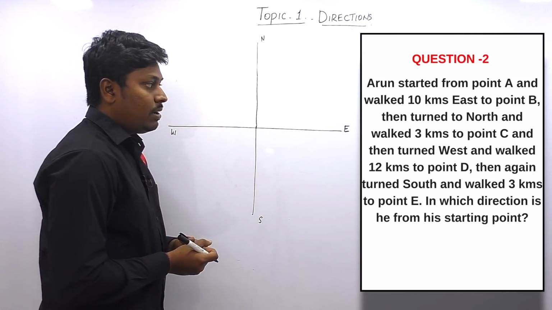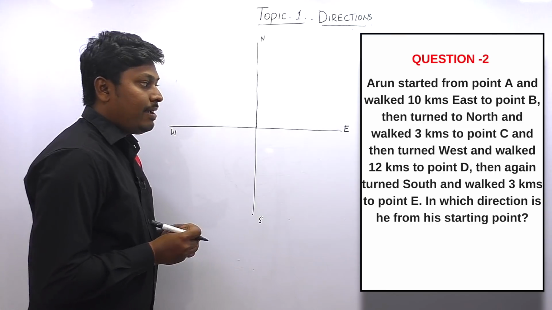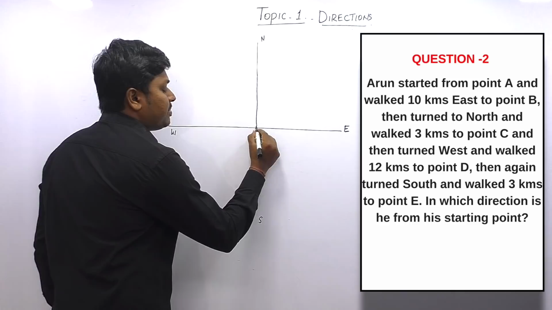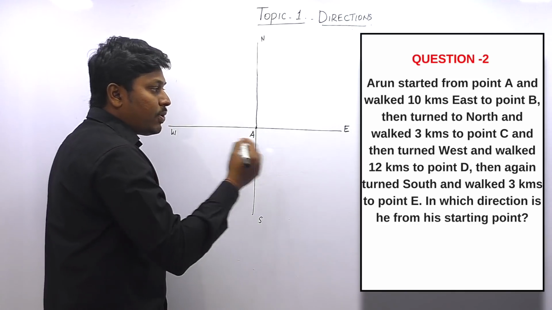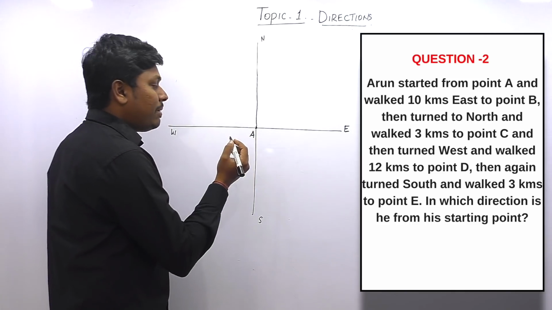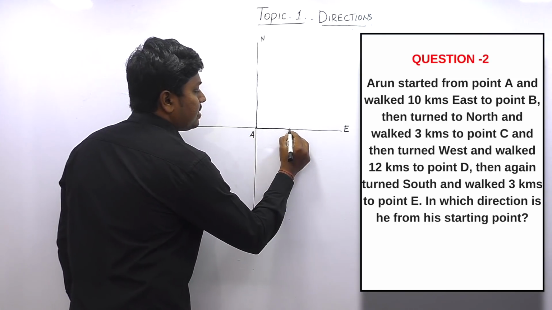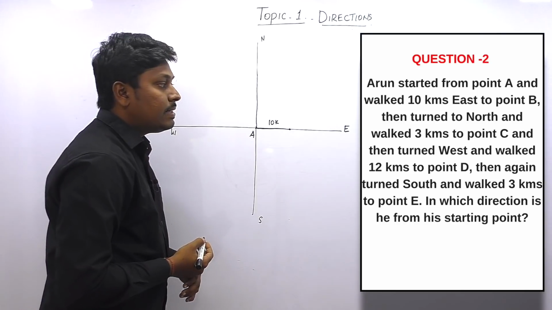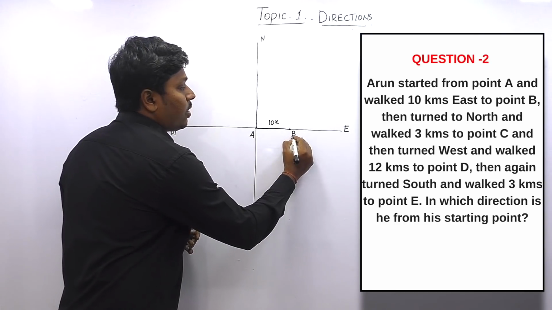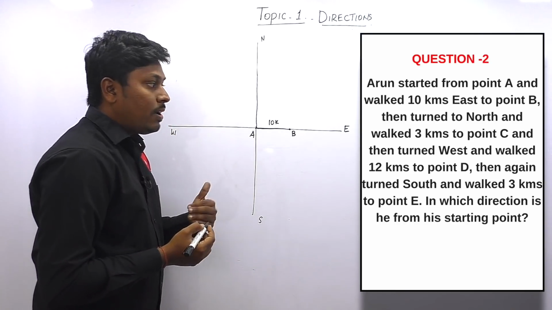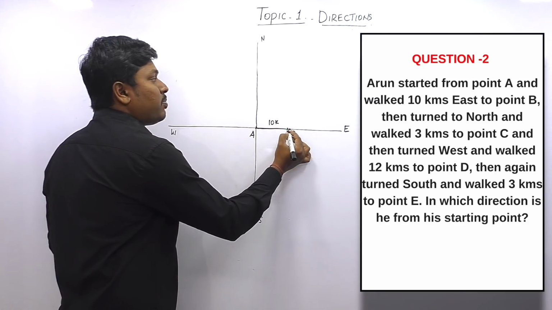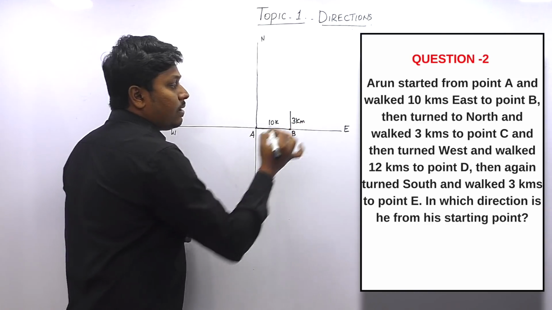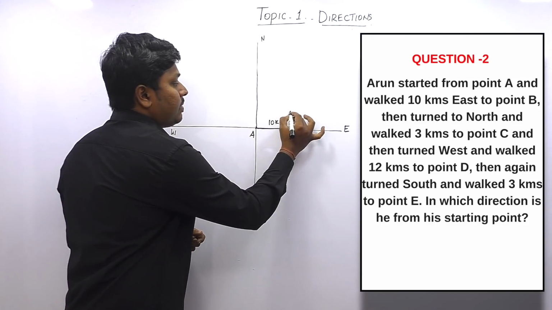Question number 2. Arun started from point A and walks 10 km towards east. So from point A, let me assume this is point A. So from this point, Arun is walking 10 km towards the eastern side. So let me assume this as 10 kilometers and he is walking in the eastern direction to point B. So this will be point B. Then turn to north and walk 3 kilometers. So from this point, he is turning towards north and walking 3 kilometers, to point C. So this will be point C.